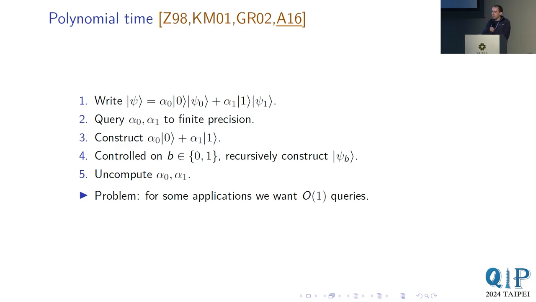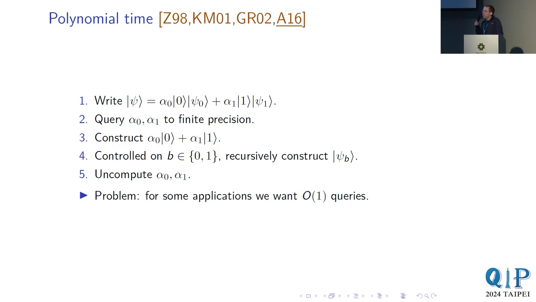Then there's a polynomial time solution with a linear number of queries, independently discovered by various authors, but first framed in this way by Aaronson. Here what you do is you write psi as alpha zero, tensor the one qubit zero state, tensor psi zero, plus alpha one, one, psi one. You query alpha zero and alpha one to polynomially many bits of precision. Construct this one qubit state, alpha zero |0> plus alpha one |1>, then controlled on zero or one in that state, recursively construct psi zero or psi one. And then finally just use another query to uncompute alpha zero and alpha one so you don't have entangled garbage.